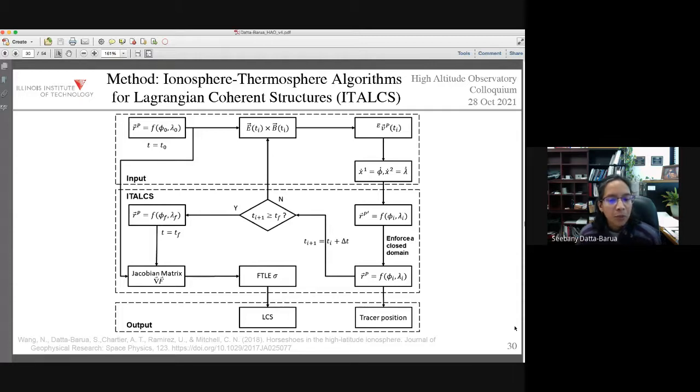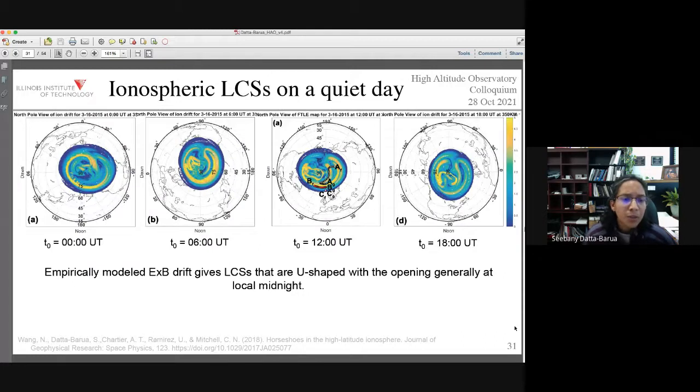So we've been using ITALICS along with various atmospheric model outputs to really try and investigate what the structures are in the upper atmosphere. So I'll start with ionospheric LCSs.